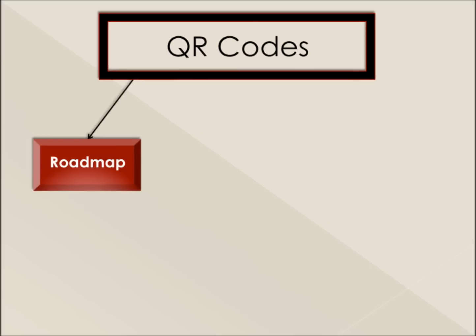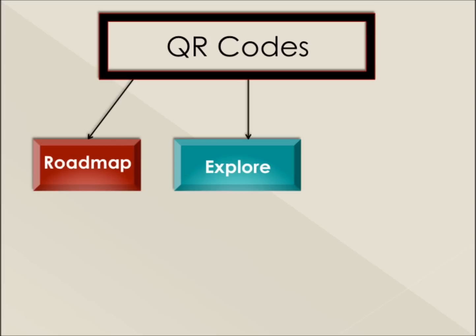For my graphic organizer, I decided to have three distinct topics. The first of these topics is roadmap, and I chose the color red to represent this particular topic because when you think about a roadmap, you have to stop and you have to look at where you started and where you're going. And you have to consider all of this information in order to move on.